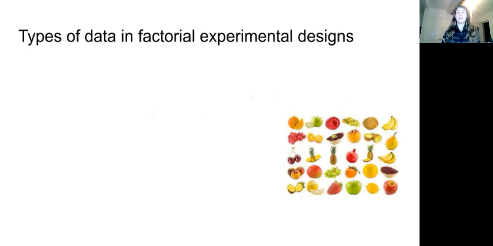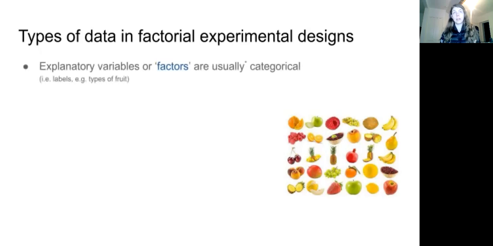Factorial designs tend to be applicable to certain types of experimental data. Although what I'm going to present is by no means hard and fast rules, this is a general guide. Typically, the explanatory variables in a factorial design are categorical. That is to say, they have discrete categories or labels. We call this type of variable a factor, which is a concept you might have encountered already in your practice with R. An example of a factor is something as simple as types of fruit, for example.